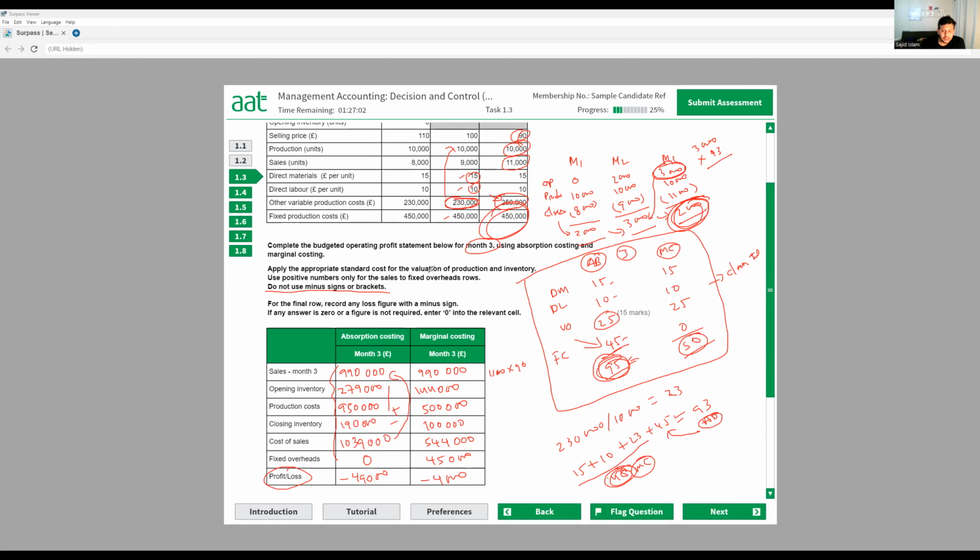Apply the appropriate standard cost for the valuation of the product and inventory. Use positive number only for the sales to fixed overhead row. So for the profit and loss, we have to show either a bracket or a minus sign if there's a loss. Be very careful with that. Very technical question. All right, let's move to the next one.